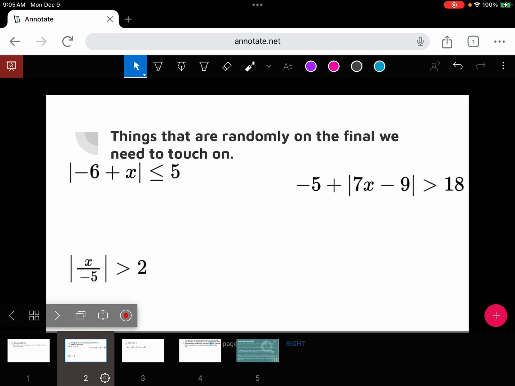Okay, so we worked with absolute values and we worked with inequalities. We didn't quite put them together, and so I want to practice that real quick. Or even if we did put them together, it's not been since August. So it's been a hot minute.